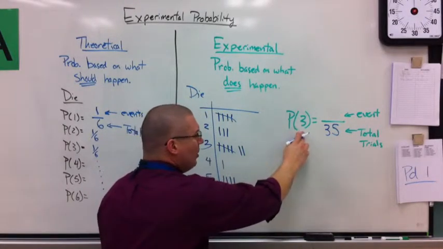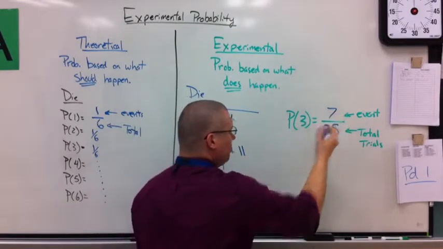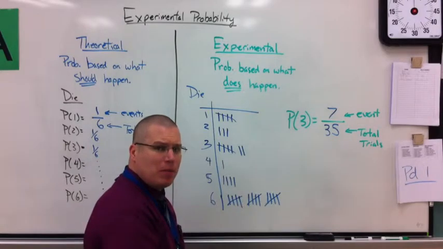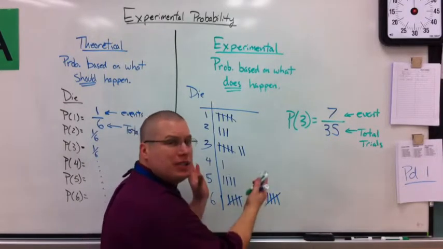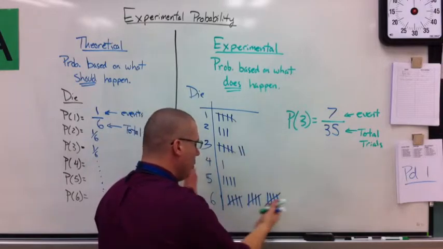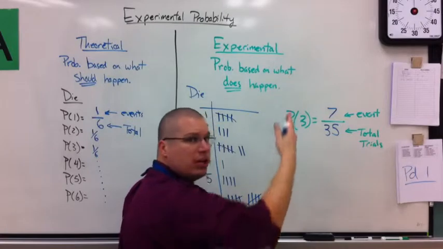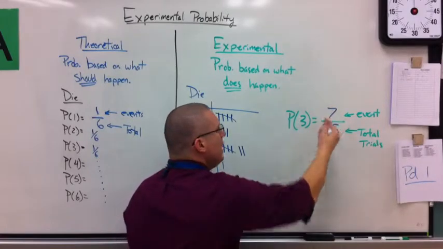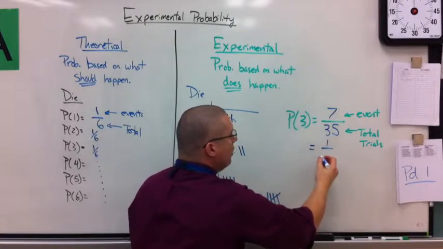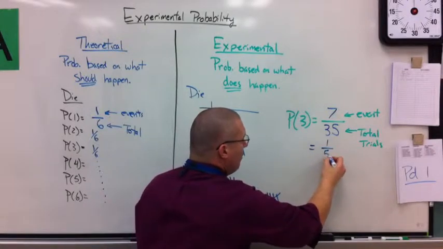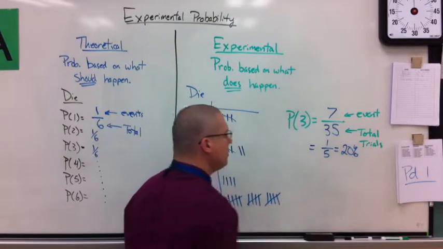Excuse me, probability of a 3. How many 3s did I get? 5, 6, 7. This becomes my experimental probability. It's not what should have happened, it's what actually did happen. Take your chart with the actual numbers on it, take these numbers and make an actual experimental probability. Now I could reduce this, I could say 7 over 35 is the same as 1 over 5. I could turn it into a percent, which would be 20%.